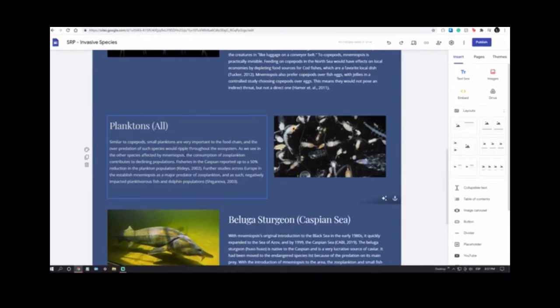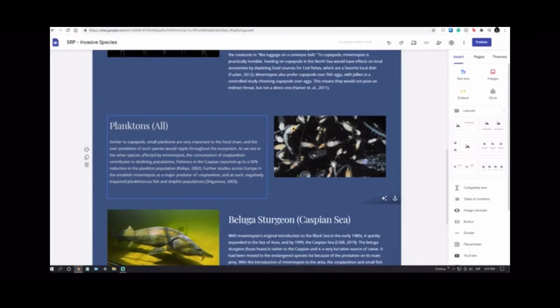A species that plays a similar role to copepods are planktons, which are also very important to marine food chains, and they have been victims of predation by Mnemiopsis. The Mnemiopsis introduction has brought mass declining populations of plankton. In the Caspian, they reported up to a 50% reduction, and these creatures are very important for other marine organisms, just like the copepods. They are food for other organisms. So the depletion of their population will in turn affect others.